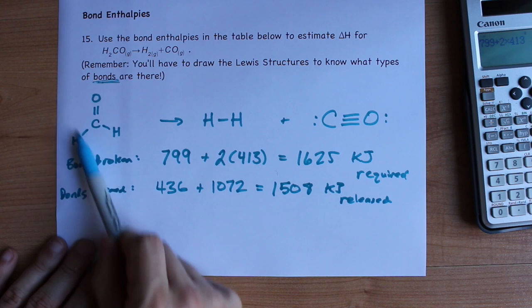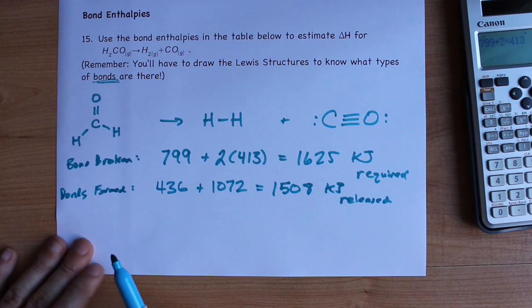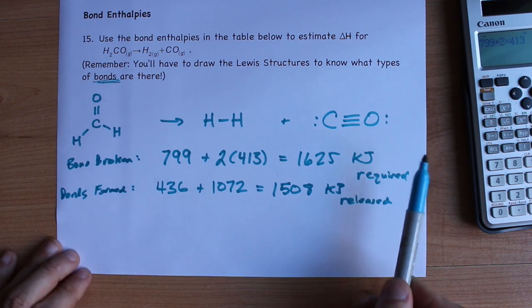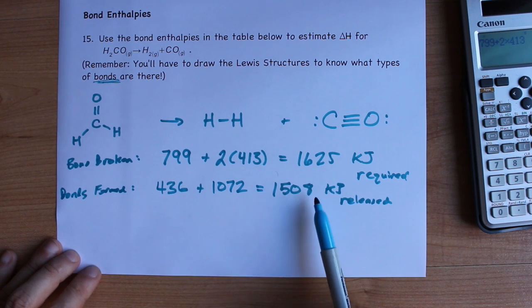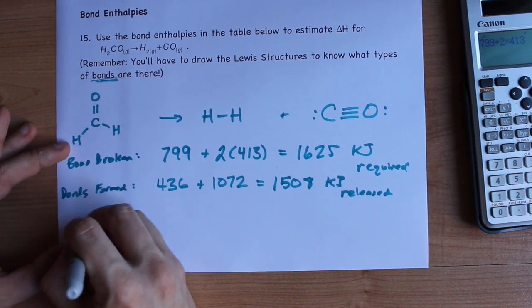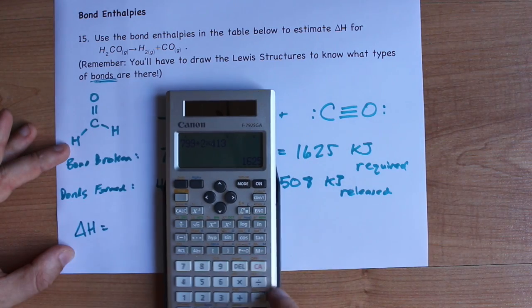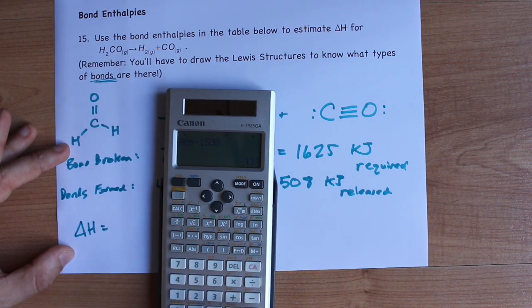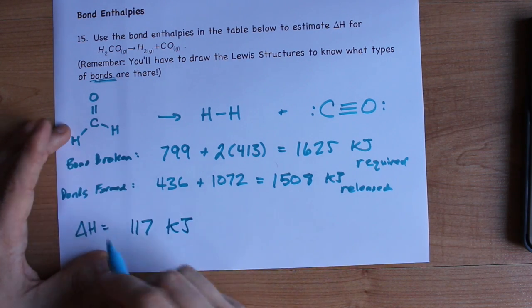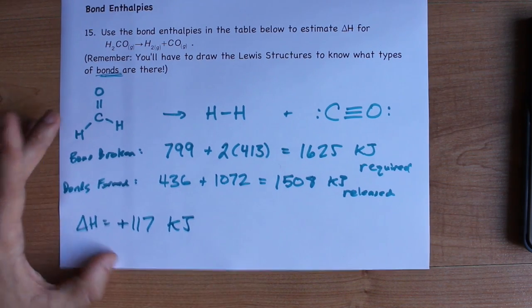In order to break all these apart, you need to put in 1625 kilojoules. And when you form these, you only get 1508 out. You've put more energy in than you got out, so it's an endothermic reaction. The delta H is the difference between these two. That's 1625 minus 1508, which is 117 kilojoules. And because more energy was required, we know it was endothermic.